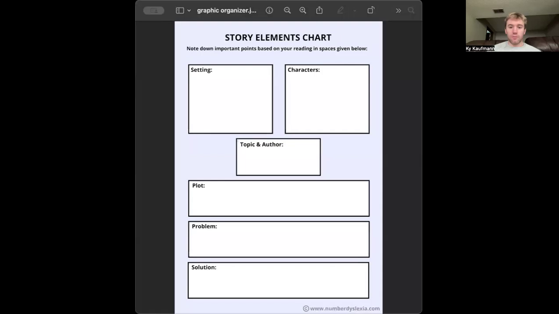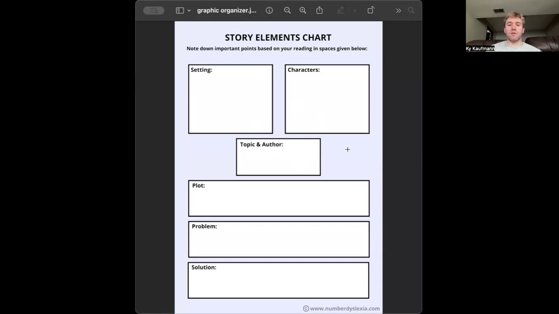So to start off, graphic organizers, those probably sound familiar to you. You've probably used them before, heard of them. And I have an example of it. So let me just share my screen quick. There we go. All right. So you should be able to see this graphic organizer. And this is an example that I'm using. This is a story elements chart.